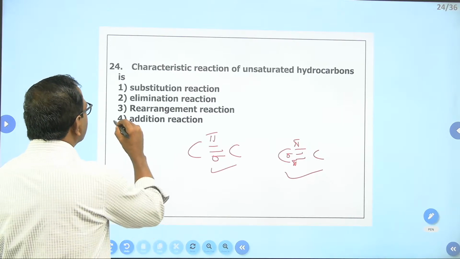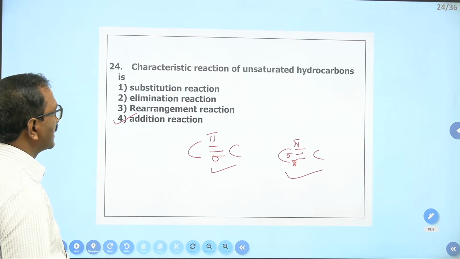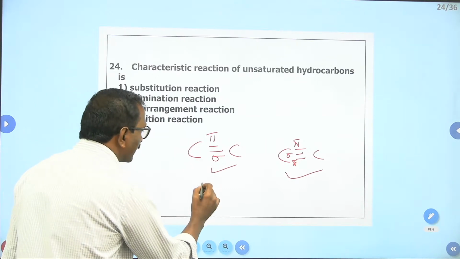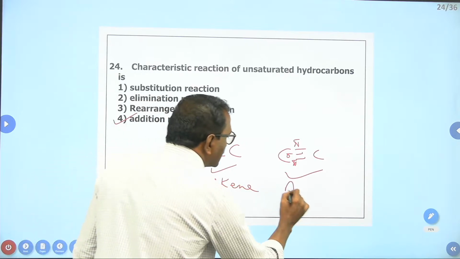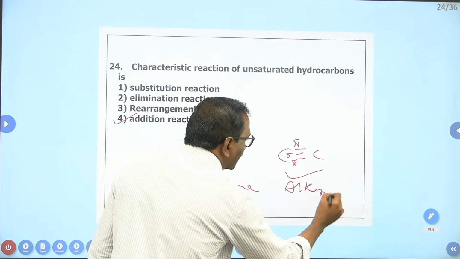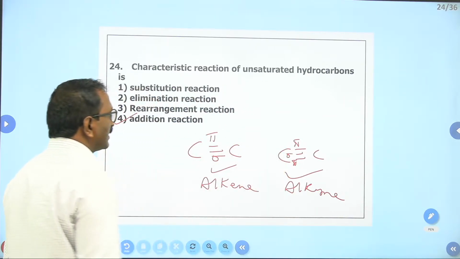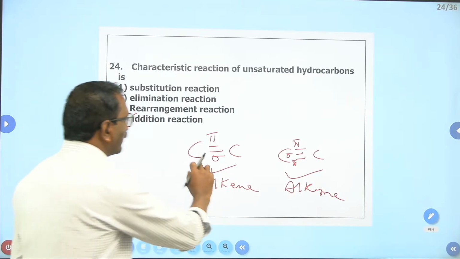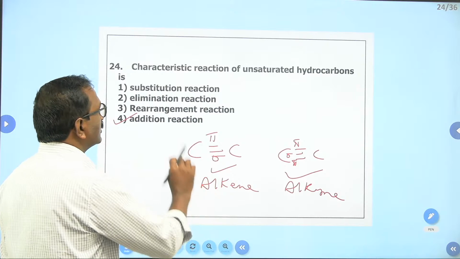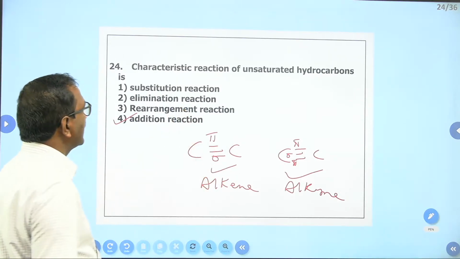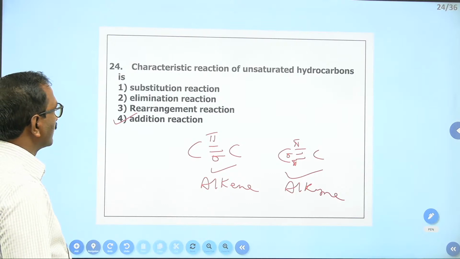We call it the addition reaction. Remember, the characteristic reaction of unsaturated hydrocarbons like alkene. This is called alkene, an unsaturated hydrocarbon. This is alkyne. In both cases, a pi bond is present along with the sigma bond in the form of a double and triple bond. Because of the presence of double and triple bonds, they undergo addition reaction as an important characteristic of the unsaturated hydrocarbons.